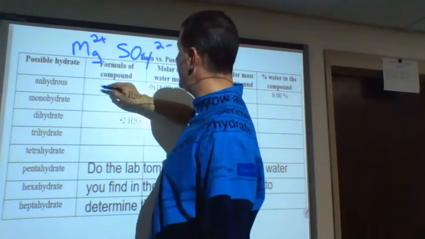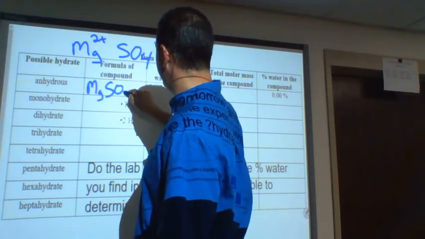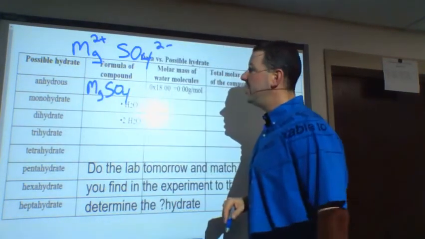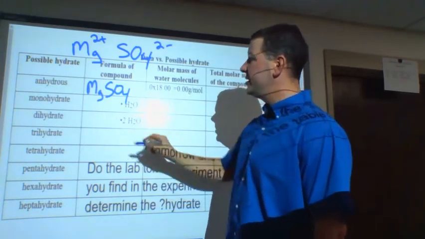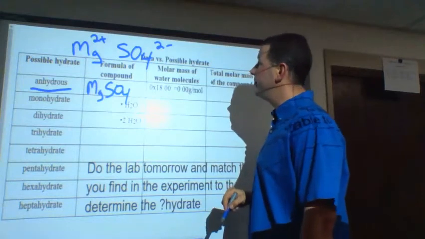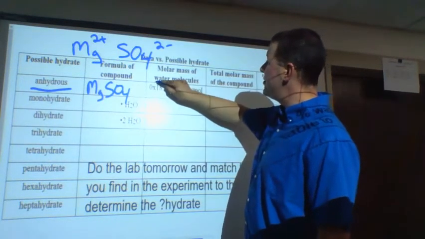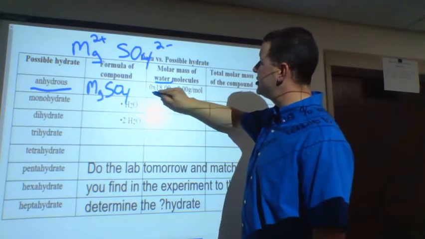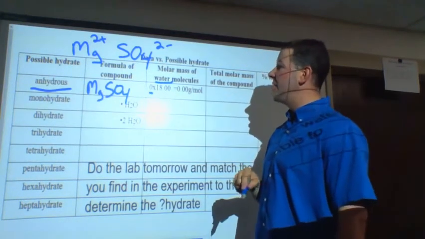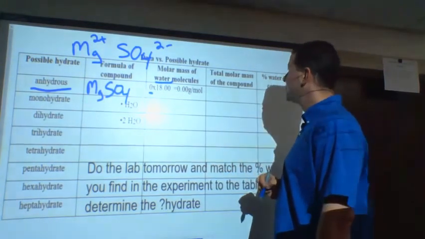So our formula is MgSO4. And if we look here, it doesn't have any water molecules attached to it. It's anhydrous, or what we would call dehydrated. Molar mass of the water molecules, so just the mass of the water molecules. So there's 0 water molecules in this compound. So 0 times 18 equals 0 grams per mole.